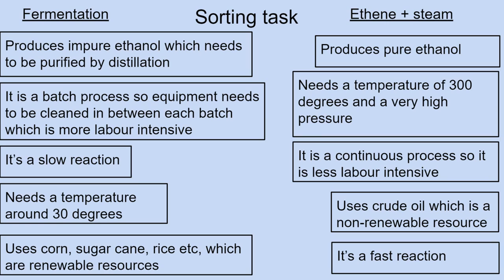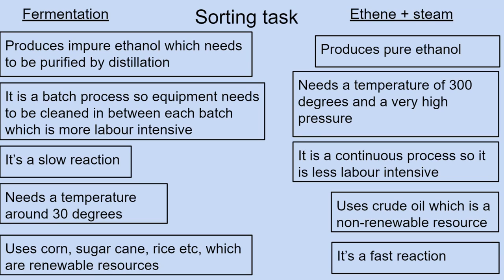Okay, so on the left we have fermentation. Okay, so fermentation, it produces impure alcohol, ethanol, which needs to be purified by distillation. So that distillation process is going to use up some energy. So that's a disadvantage.